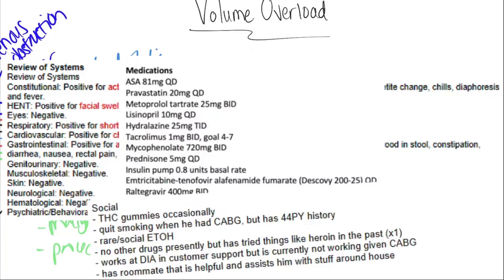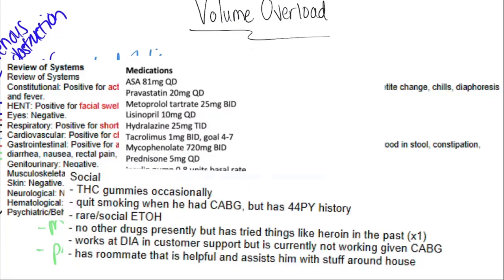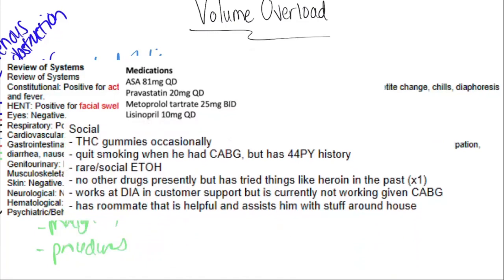We have a social history. He says that he uses marijuana gummies occasionally. He quit smoking when he had his CABG done, so that was a pretty scary event for him. He has a smoking history. He uses alcohol rarely. He doesn't use any other drugs presently, but has tried things like heroin once in the past. He works at the airport in customer support, but wasn't working due to his CABG. He has a roommate who helps him around the house, but is otherwise pretty functional in his ADLs and non-ADLs. The last thing I'll give you is his physical exam.